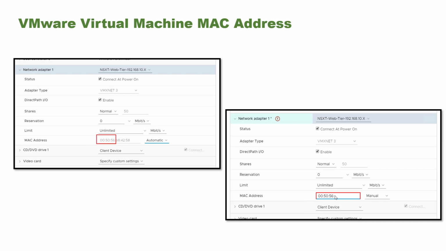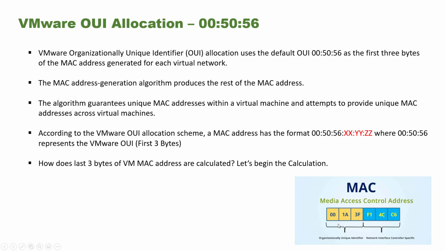Why do the first three bytes remain the same, right? Let's talk. If you see in the image, the first three bytes in the MAC address are assigned for the organizationally unique identifier. So it will be assigned to an organization, and the other three will be generated based upon network parameters, which are all network specific. So the first three, the VMware OUI allocation, start with 00, 50 and 56. The VMware organizationally unique identifier allocation by default is 00, 50, 56. That's why the first three bytes of the MAC address for any virtual machine are assigned 00, 50, 56 for a VMware OUI allocation.